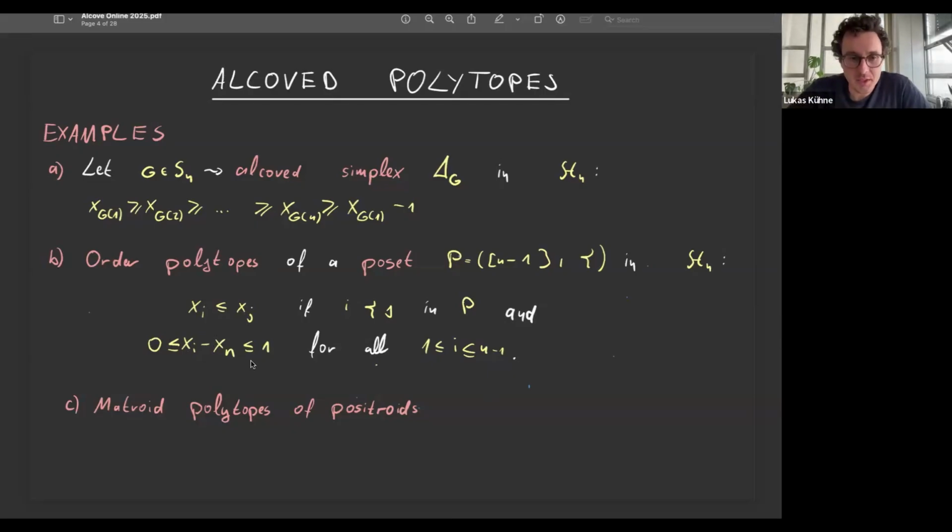Another interesting class are matroid polytopes, and Postnikov observed and proved that matroid polytopes are alcoved if and only if the underlying matroid is a positroid. So this means that the matroid has a realization over the real numbers where every minor of this matrix is non-negative. This is not alcoved on the nose in my coordinates. There one has to do a small coordinate change, but after this coordinate change, the polytope we get is alcoved if and only if the matroid is a positroid. So that's an interesting class of matroids, which is connected to alcoved polytopes.